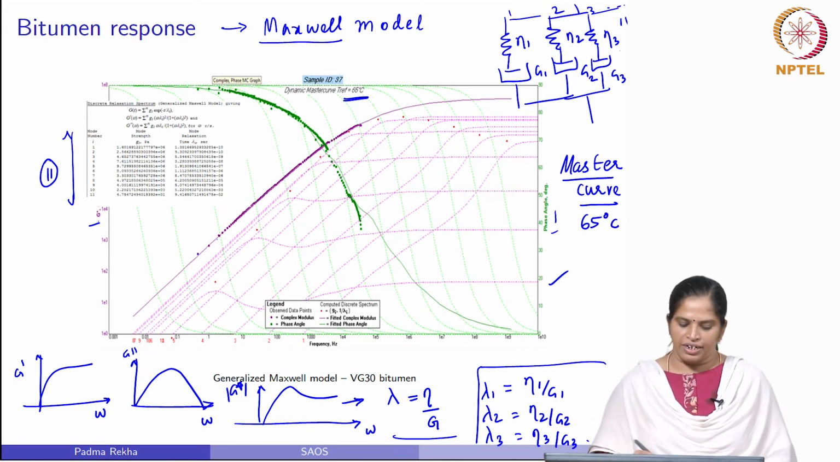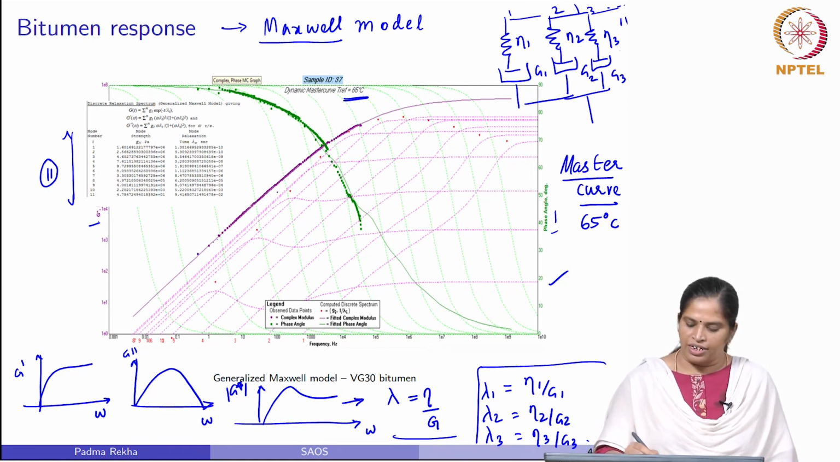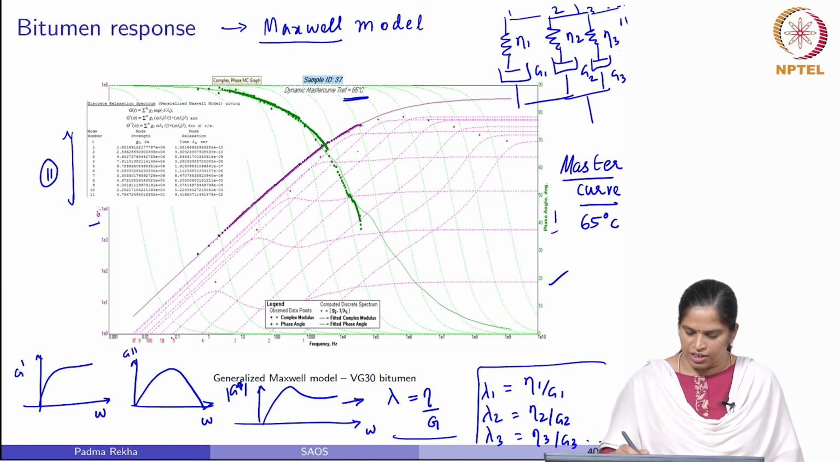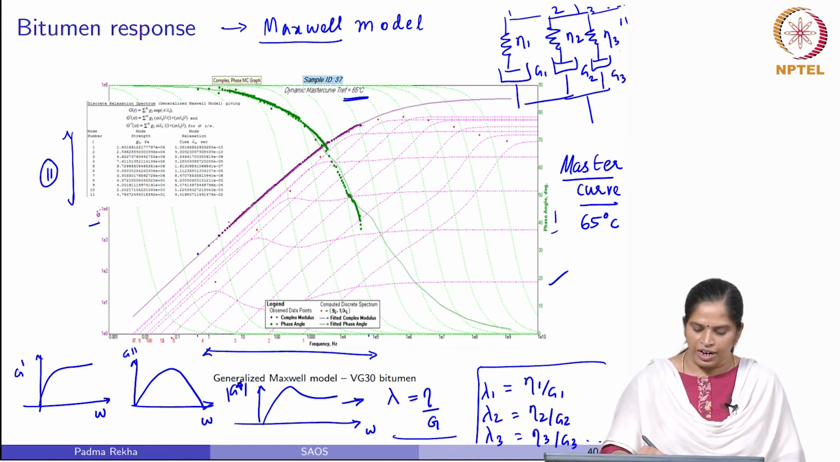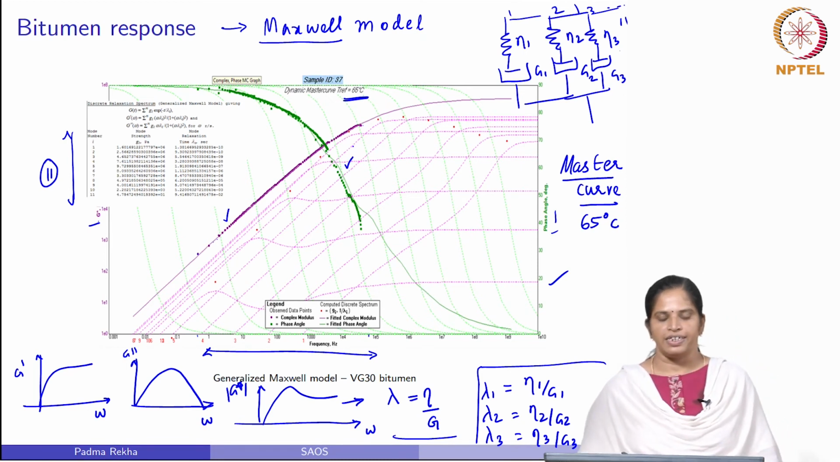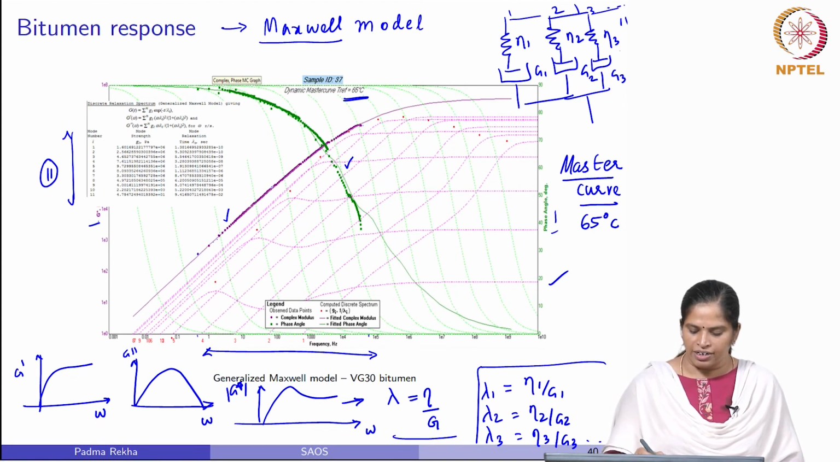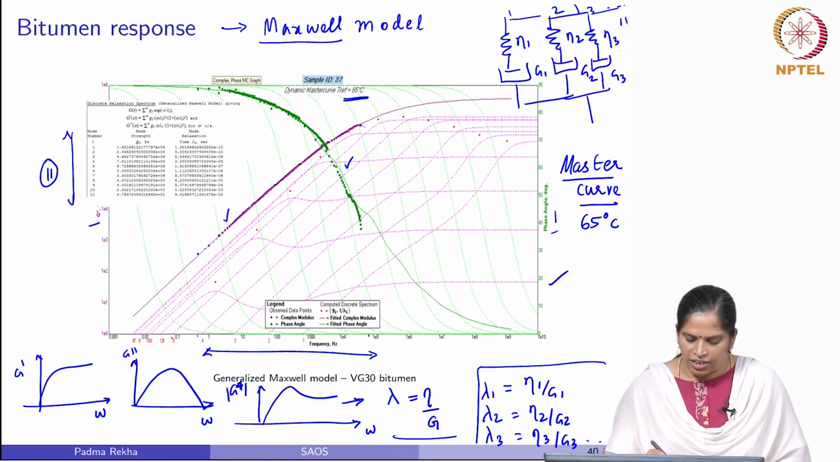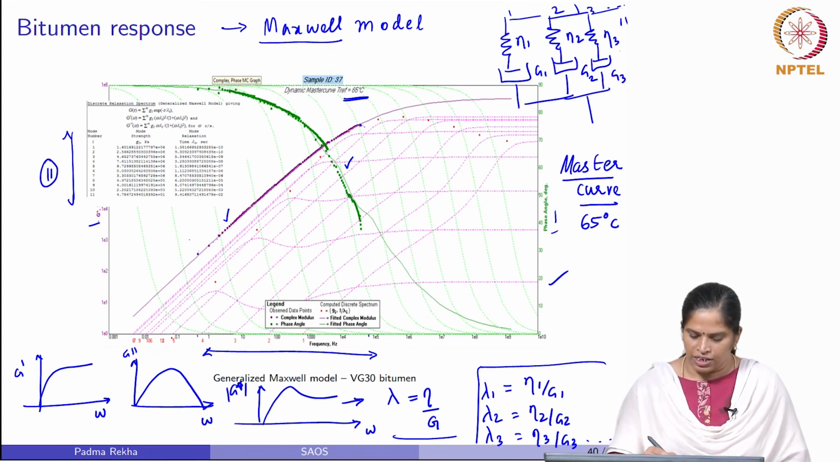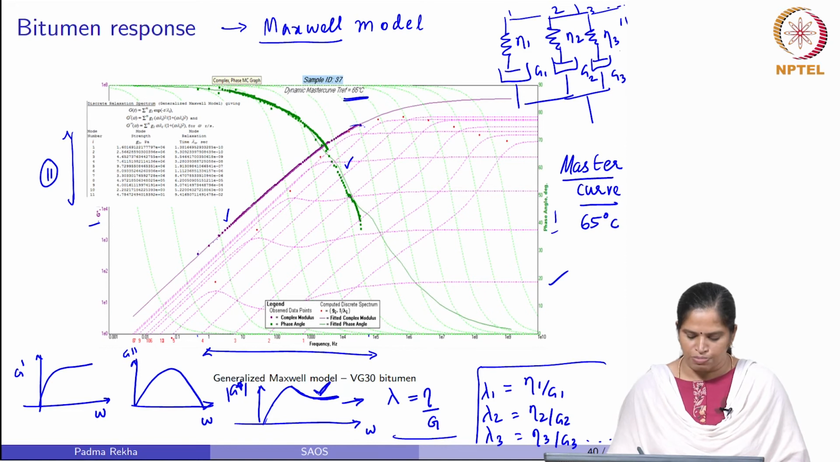So, let us assume that this is data for a bitumen at 65 degree temperature collected over a wide range of frequency. So, you have dynamic modulus data here and phase angle data here. So, this is the actual behavior of a bitumen. The actual experimental data here is given just with a legend without any line. Now, the actual experimental data varies something like this, but the single relaxation model varies as shown here in this picture.